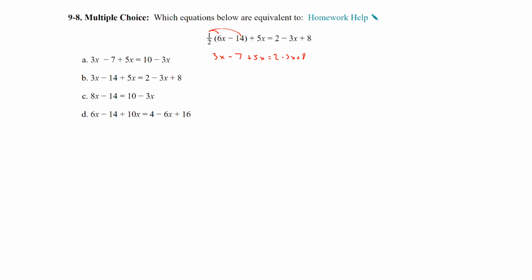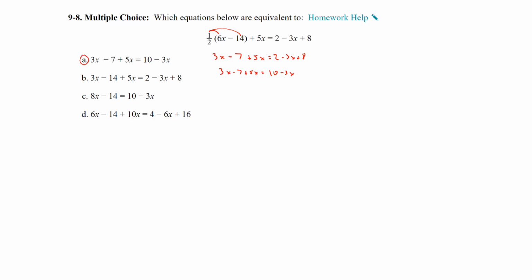So does that one appear anywhere on here? 3x minus 7 plus 5x. It has 10 minus 3x. Well, if you simplify the right-hand side of the equation, this would be 2 plus 8 is 10 minus 3x. So it does appear that in part A, those are equivalent.